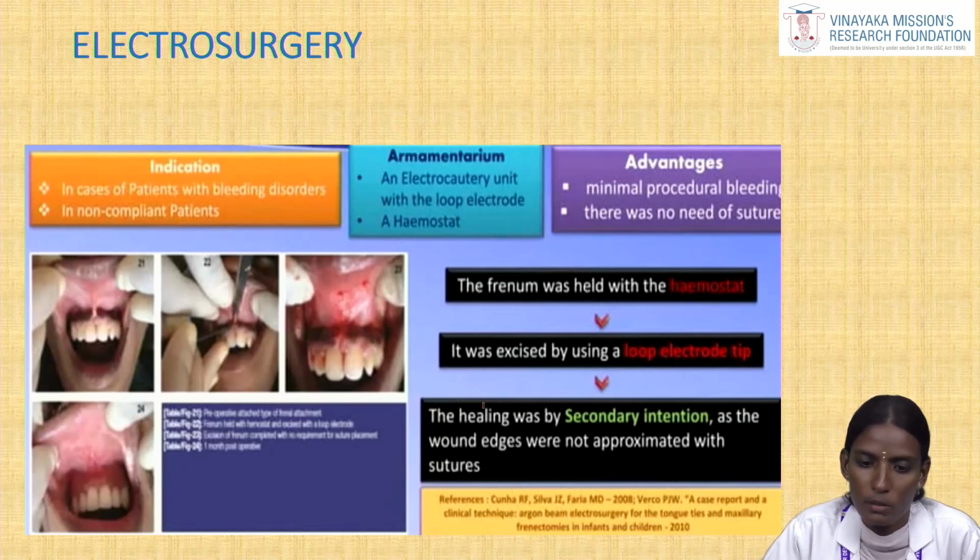This is done by a very simple method in 3 stages. The frenum is held within the hemostat. It was excised using loop electrode tips. The healing was by secondary intention as the wound edges were not approximated with sutures.